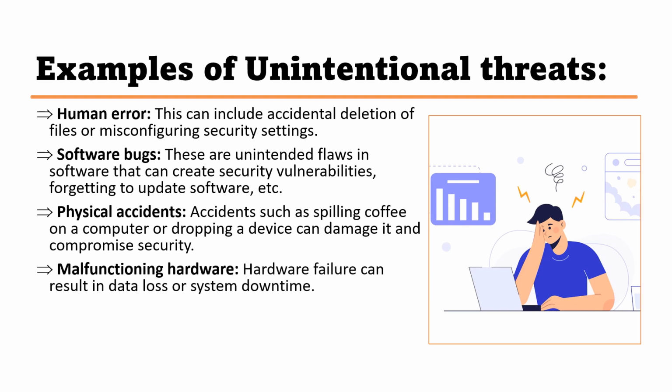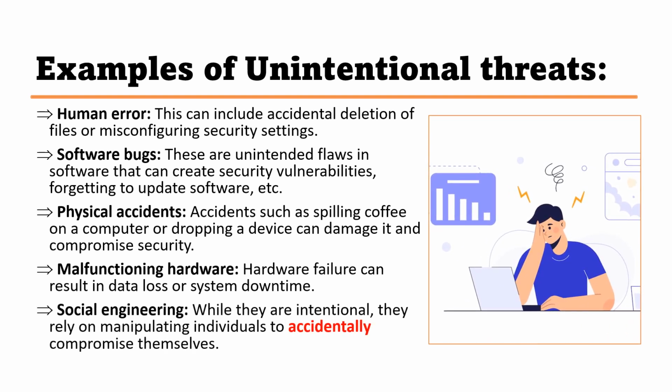Malfunctioning hardware. Hardware failure can result in data loss or system downtime. The possibility of not having a maintenance person to be able to take care of this data loss or this system downtime is another example of an unintentional threat. Malfunctioning hardware.